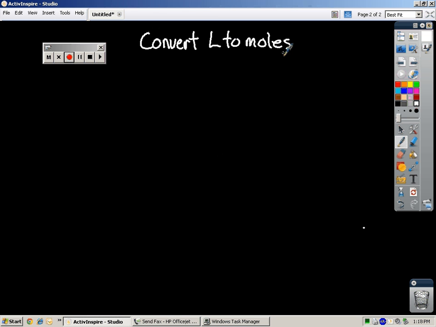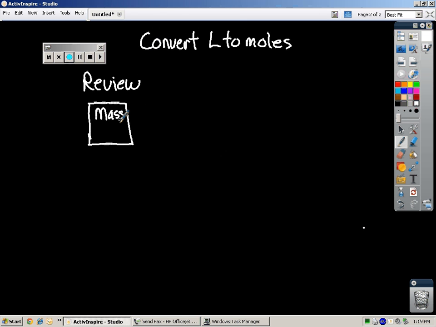Okay, so converting liters to moles is what we're going to be doing. But before we get started, I want to review what we've already looked at. In our review, it's quite simple. We're going to start off with the very fundamental of what we first learned. One of the first things we looked at was mass.